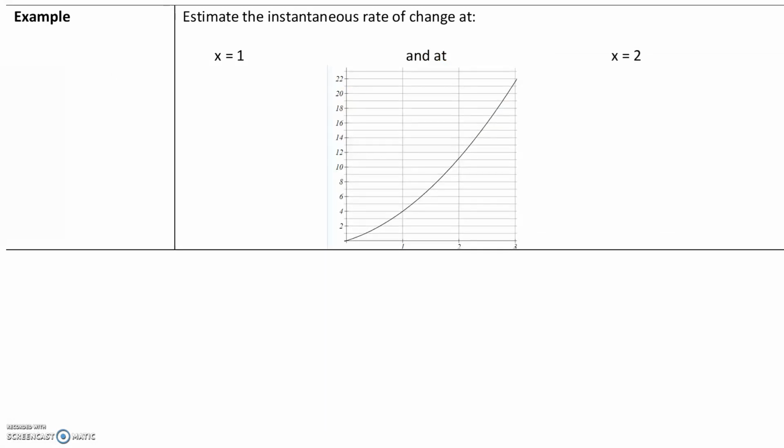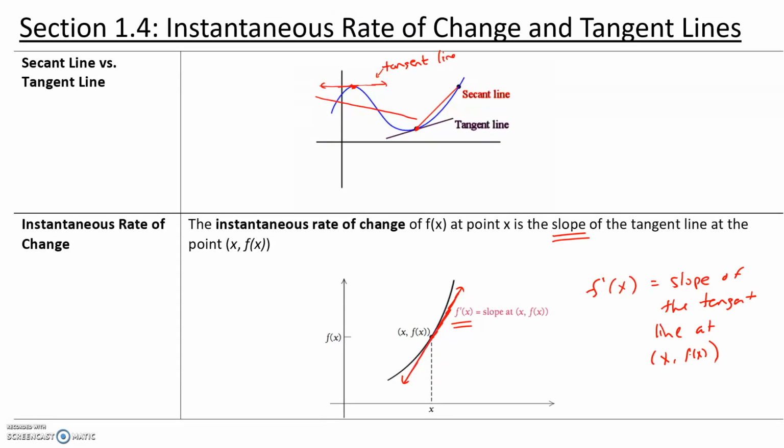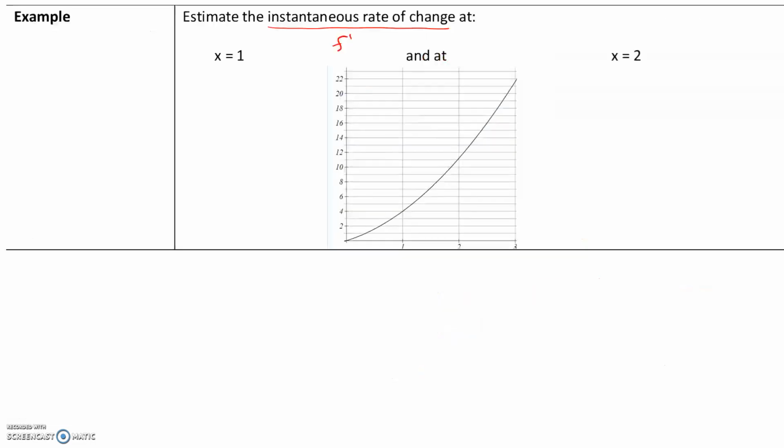Here's an example. Estimate the instantaneous rate of change, in other words, f prime, at the point x equals 1. So what's the instantaneous rate of change? It's the slope of the tangent line. So to find the instantaneous rate of change, we take the point x equals 1 and find the corresponding point on the graph. And we want to draw a tangent line. Now this is going to be a rough estimate. So our tangent line, remember, it's going to barely touch the graph, so it's going to look something like this.